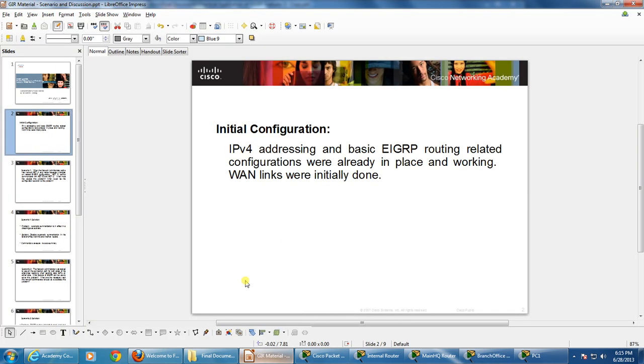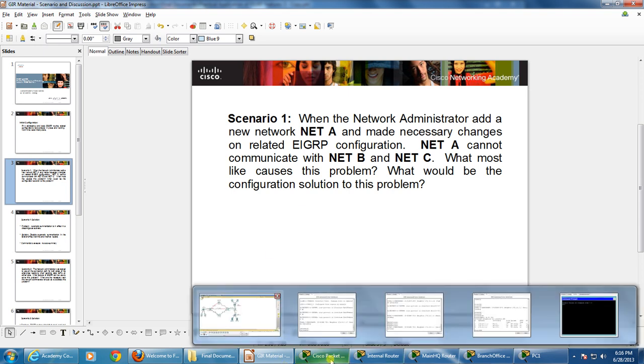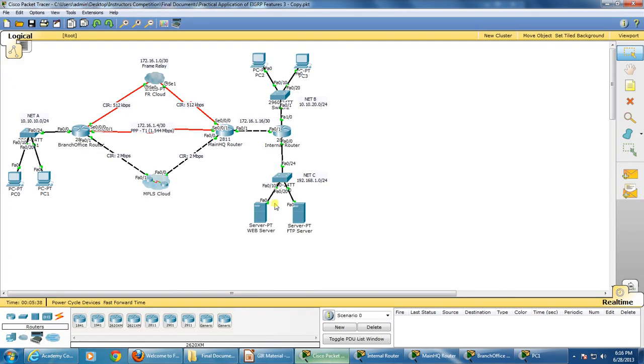To start, let's go to our first scenario, in which a network administrator adds a new network, net A, in the branch office, and has already made the necessary EIGRP configuration changes. However, net A still cannot communicate with net B and net C. So what exactly caused this problem, and what would be the configuration solution?